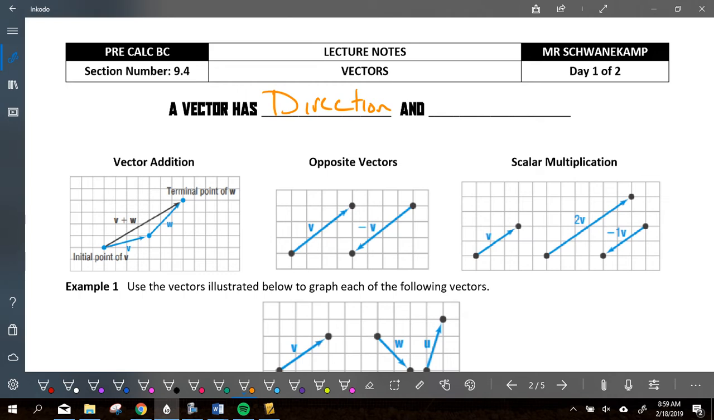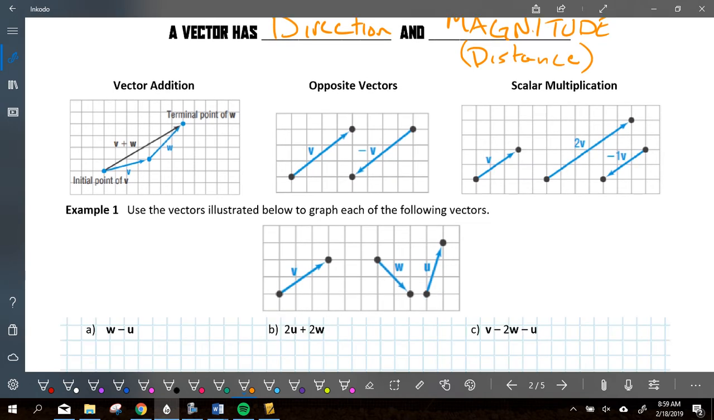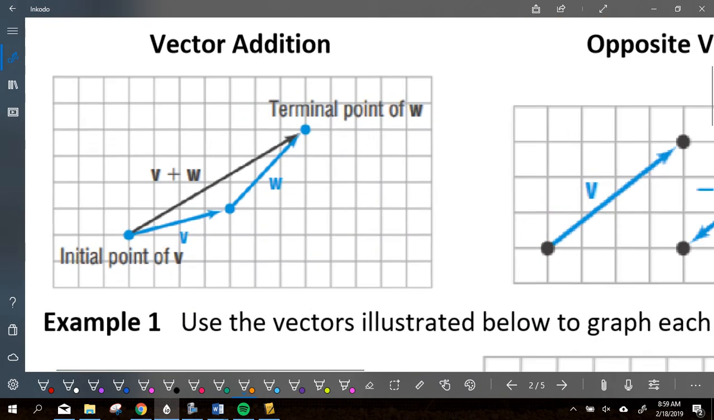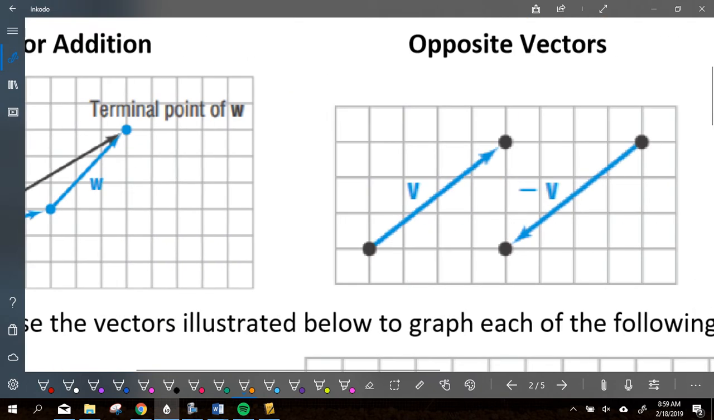Direction and what's the other thing? Magnitude. And magnitude is a fancy word that means distance or length or size or whatever else you want to call it. But they do use the word magnitude, as will we. But it's the distance of the line. How long is the line? All of these things we just talked about in bell work, but we can look at them again to do vector addition. This line right here is v plus w. They took v, they took w, and added them together.